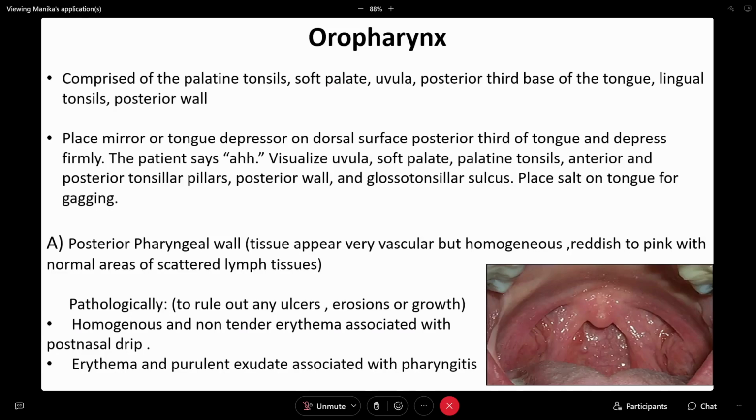Coming to the posterior pharyngeal wall, the tissue appears very vascular but homogeneous, reddish to pink with normal areas of scattered lymph nodes. So this is the normal presentation. If there is any pathological involvement of the posterior pharyngeal wall, then there would be erythema associated with postnasal drip, and erythema and purulent exudate associated with pharyngitis. In this presentation, it's a normal one in which there are no erosions, no growth on the posterior pharyngeal wall.